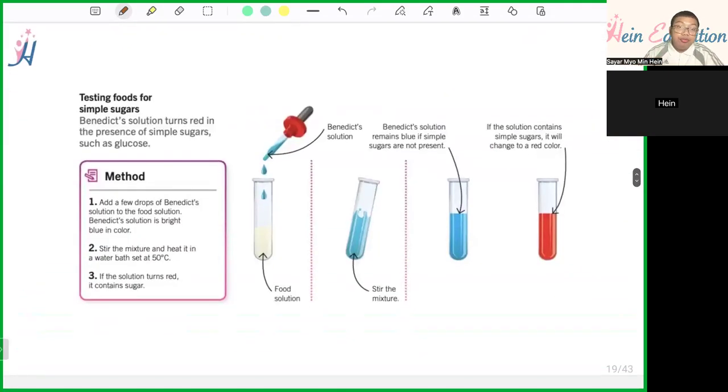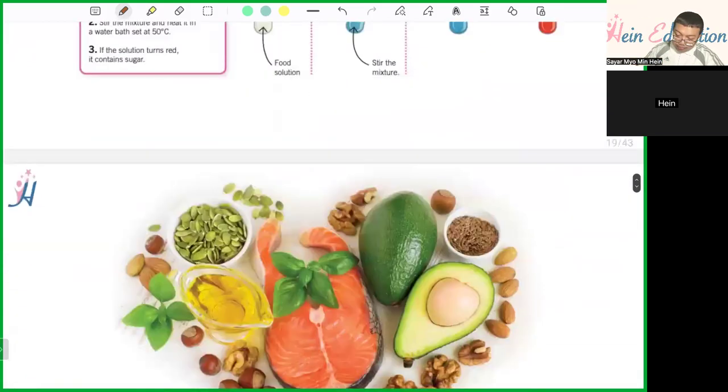We add a few drops of Benedict solution to the food solution, and Benedict solution is bright blue in color. Then we stir the mixture and heat it using a water bath. If the solution turns bright brick red or red, it means it contains a reducing sugar. So the blue solution will turn into brick red.